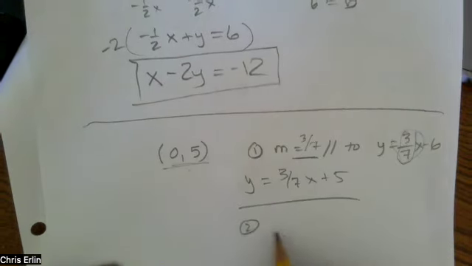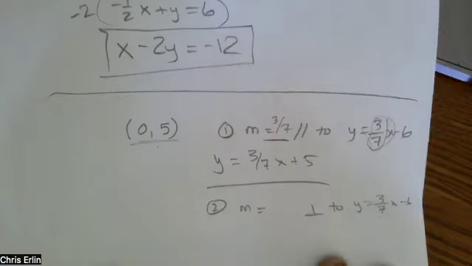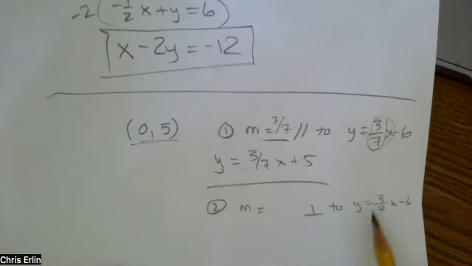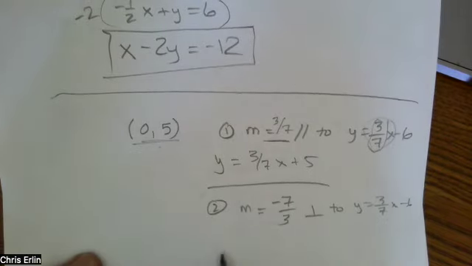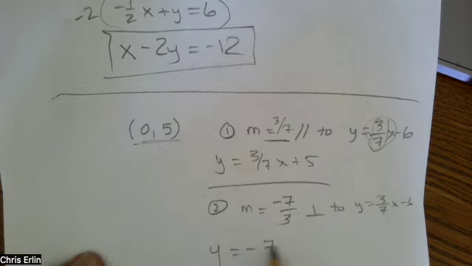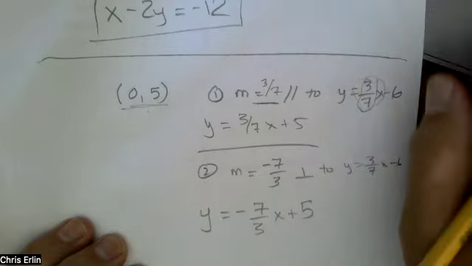On the other hand, if I'm told that the slope is supposed to be perpendicular to y equals 3/7 x minus 6, what's true about the slope that's perpendicular to 3/7? Good. Negative reciprocal. So that would be -7/3. So in this case, that would be y is equal to -7/3 x. And again, because that's the y-intercept, we'd say plus 5.